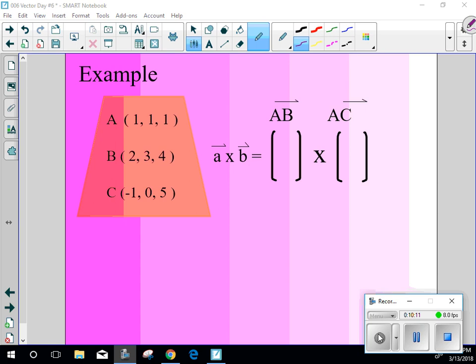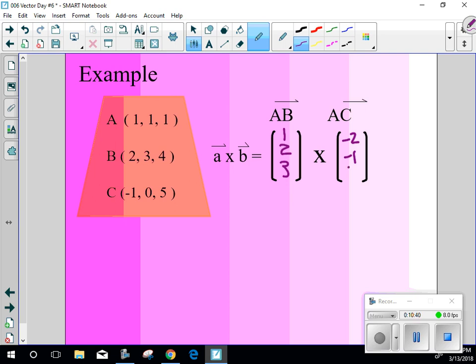Head minus tail. So if it's AB, which is the head, A or B? B. So that's going to be 2 minus 1. And then what? Yep. And good. AC, how about Lauren? Tell me what you got for AC. -2, yep.